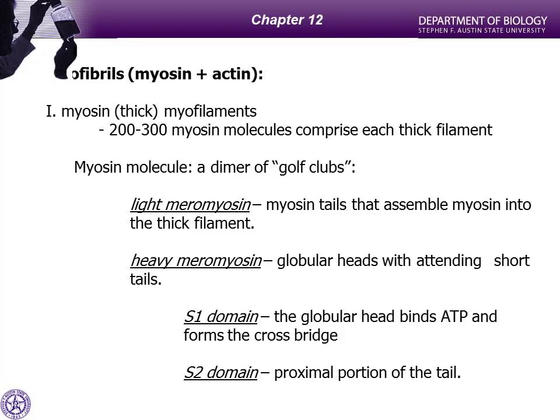The reason I like this example better than a golf club: where does a golf club bend and move? It doesn't, until you break it over your knee because you shanked it into the water. But your arm bends at the wrist and it bends at the elbow. And that's what these individual myosin molecules will be able to do. So that's why I like that analogy a little bit better.